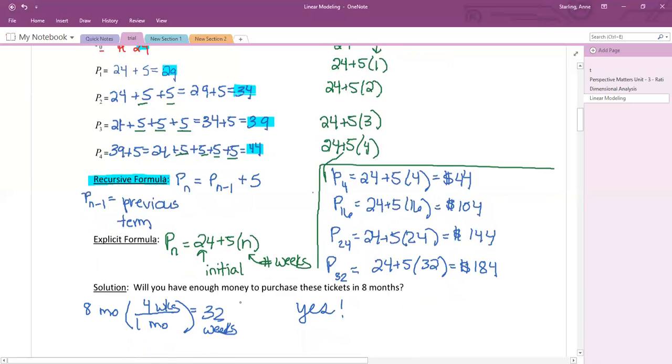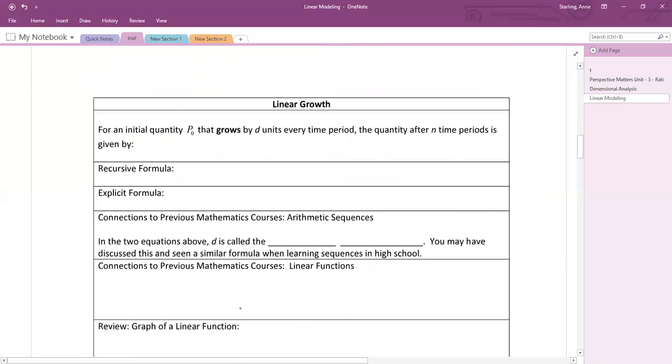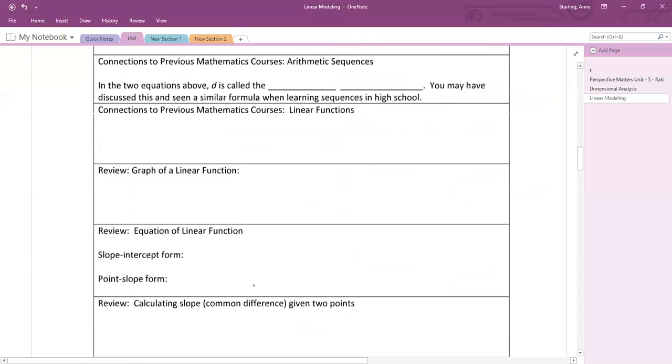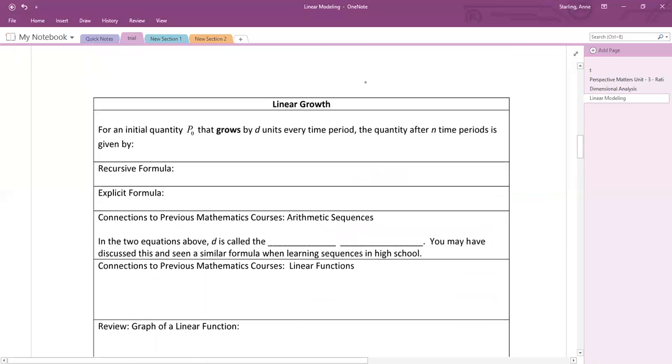Okay, so we're going to take this idea and make it a little more formal and call it linear growth. So with linear growth, we're going to take some initial quantity, P0, and to tell it's linear, it's growing by adding or subtracting the same quantity every time. So for growth, you're adding some set amount D. Okay, repeated addition and after n time periods, and that's going to be given by 2 different formulas.